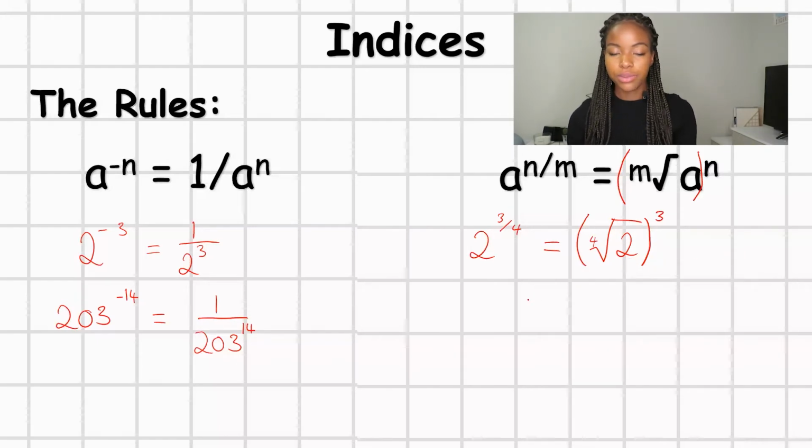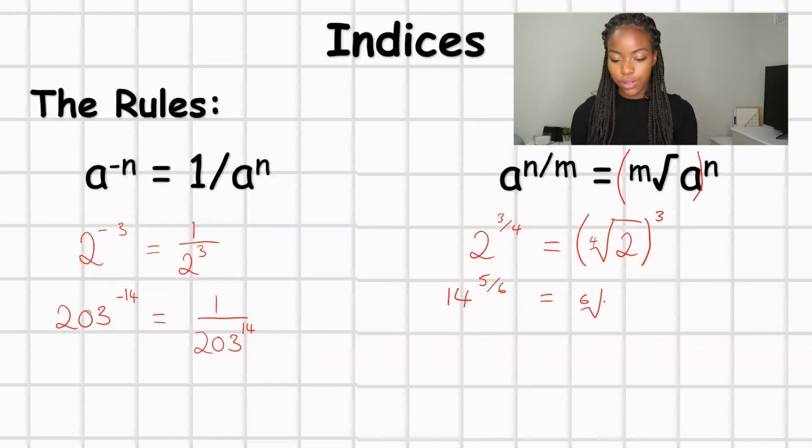We'll try with some different numbers. We have 14 to the power of 5 over 6. It's exactly the same thing. So in this case, 14 is a, 5 is n, and 6 is m. We're just substituting that into the right hand side. We'll do the m root of a, so it's the 6th root of 14, all to the power of n, which is 5. If we're simplifying, this is fully simplified. We wouldn't be expected to solve it.